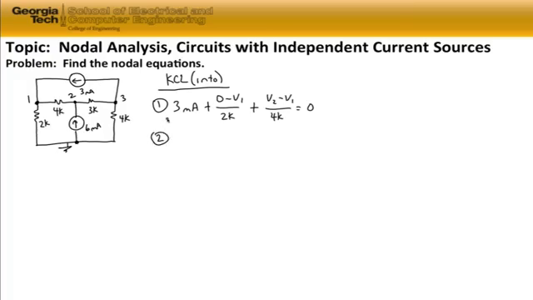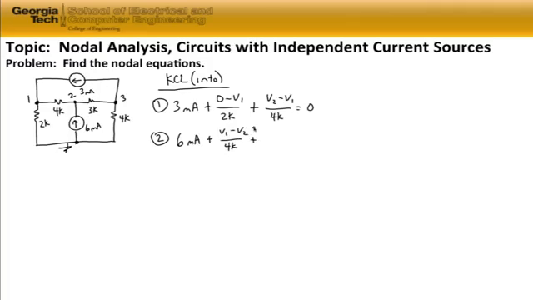If we look at that equation, we see that there are two unknowns in it, nodal voltages V1 and V2. We need to continue writing our independent equations so that ultimately we have enough equations to solve for all of our unknowns. So looking at node 2, summing the currents into node 2, we see that we have 6 milliamps flowing into node 2 from the bottom up. We have the current flowing from node 1 to node 2 through the 4 kilo ohm resistor. That's V1 minus V2 over 4 kilo ohms.